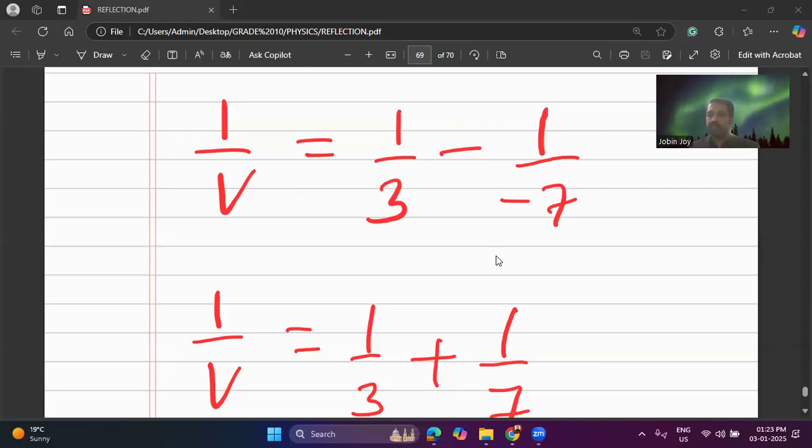Then we have two equations. One is the mirror formula, 1 by f is equal to 1 by u plus 1 by v. And finally, magnification, m is equal to height of image divided by height of object, equal to minus v by u. By learning all these terms and equations, you can solve any type of problems in this chapter, light reflection.